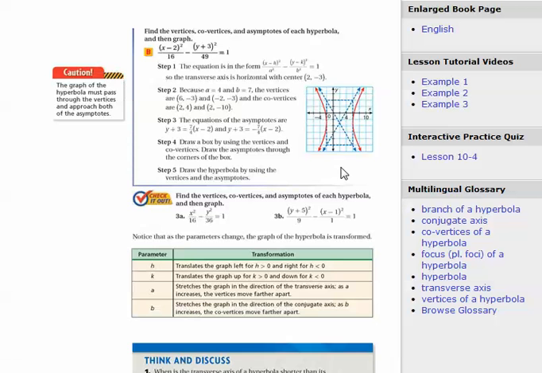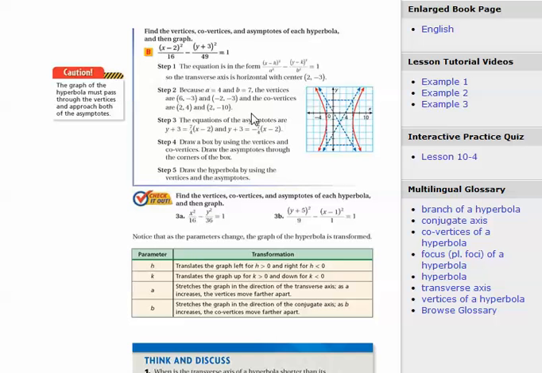As this example shows, if we go from the equation to the graph, the first thing I notice is that the center would be at the opposite of this, which is 2, and the opposite of this, which is negative 3. So over 2, down 3 is the center. That's where you want to start.